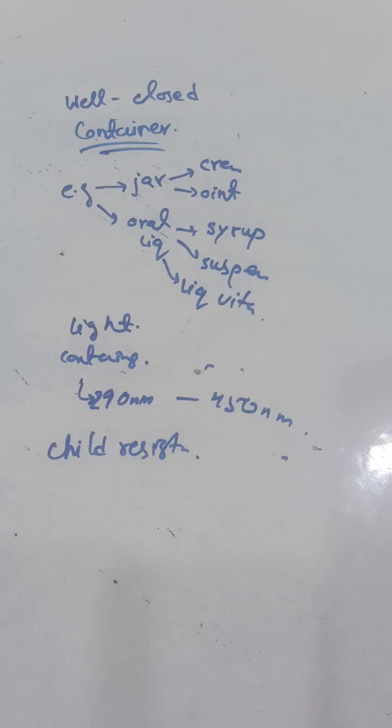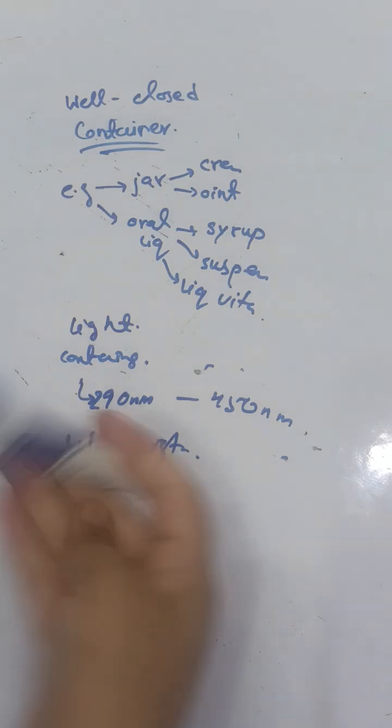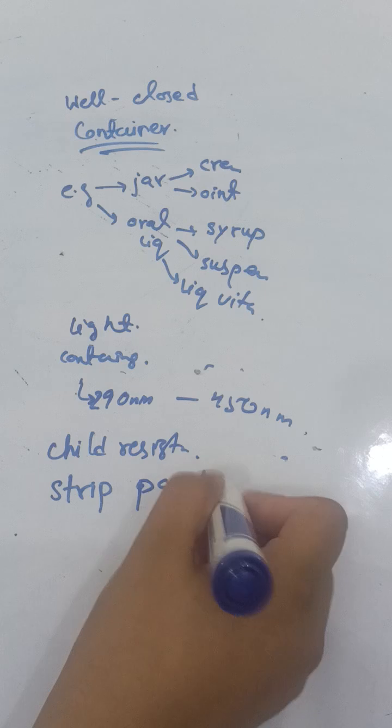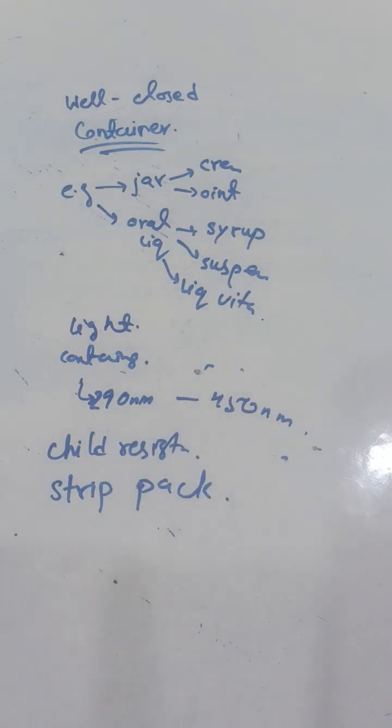Okay, some strip packets are there, strip packs. So they are the packaging where tablets or capsules are individually sealed between the layers of the material, like a layer of aluminum foil or plastic. They are for single use, and the pack is made up of two layers, film and the laminated material.